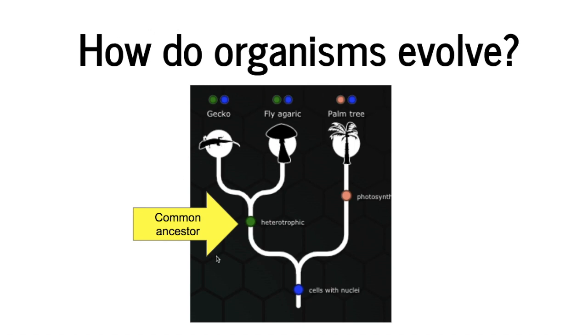If you remember our phylogenetic tree from last week, we saw that geckos and fungus have a common ancestor. How is it possible that one ancestor changed into two organisms that are so different from each other?